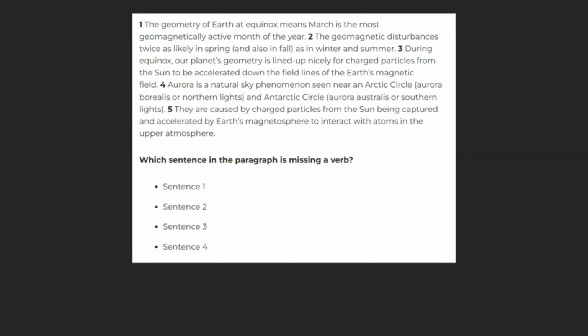Which sentence in the paragraph is missing a verb? Sentence 1, Sentence 2, Sentence 3, or Sentence 4? In order to answer this question, we need to be clear on what exactly defines a verb.